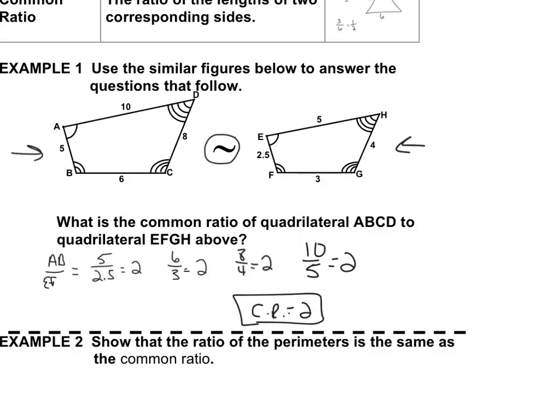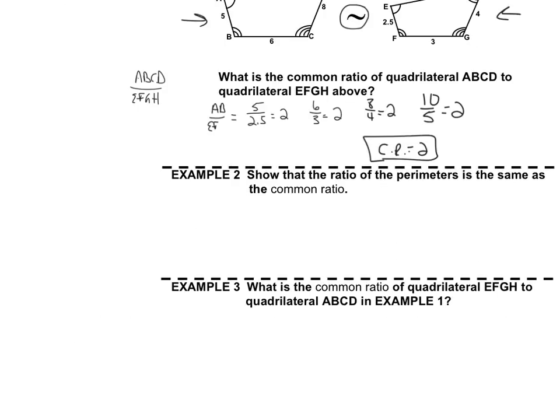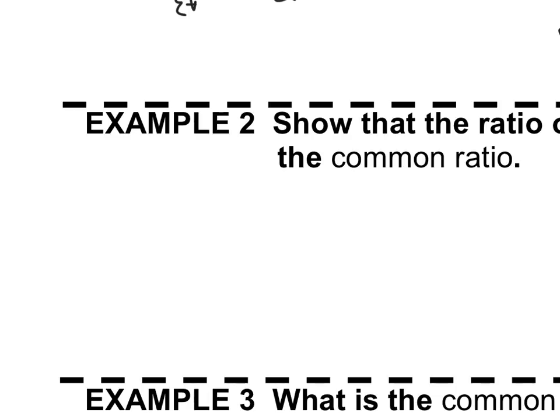Now, if we already know they're similar, it's always going to be the same, but right now we're just checking, okay? On number 2, it says show that the ratio of the perimeters is the same as the common ratio. So that means I have to find the perimeters. I'm going to write perimeter of ABCD, and I'm just going to add up all the sides. Let's see, 10 plus 5 is 15, plus 6 would be 21, plus 8 would be 29. And that's adding them all up.